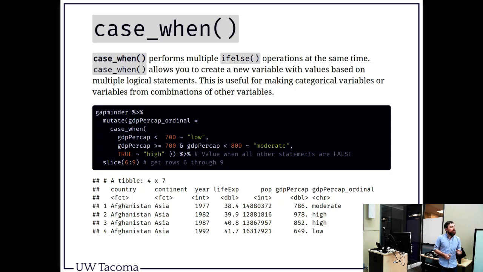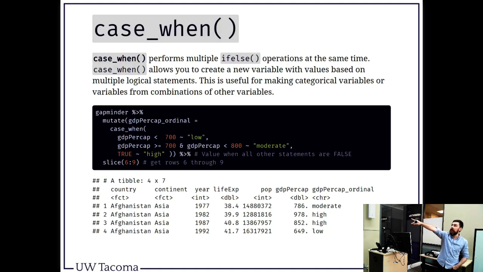So what I want to do here is create an ordinal variable. I'm going to take my gapminder data, put it into mutate. I'm going to make a new variable called gdp_per_cap_ordinal. That is going to be equal to case_when and then a bunch of statements. This is how it's going to work. It's going to run down these statements in order until it finds a TRUE, and then it's going to assign whatever is the first thing that is TRUE.